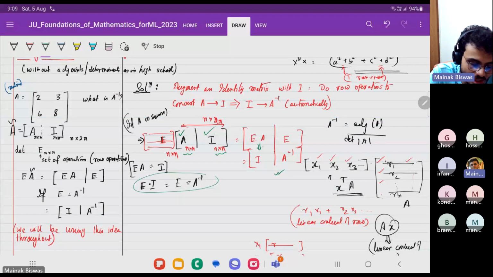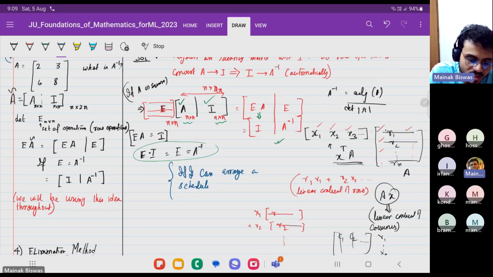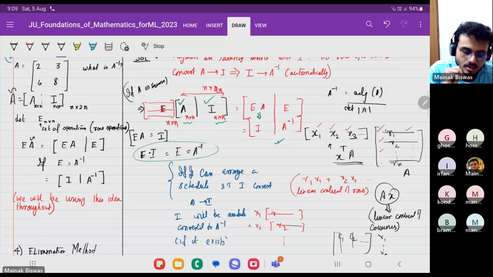So if I can arrange a schedule that converts A to I using row operations, see the beauty here. I'll be using this throughout, and you will also use this because this will be asked in every interview if you are planning to study more. If I arrange this schedule such that I convert A to I, I will be automatically converted to A inverse if it exists. Otherwise, you will not get an I here in the beginning, right? So a schedule of row operations, right?